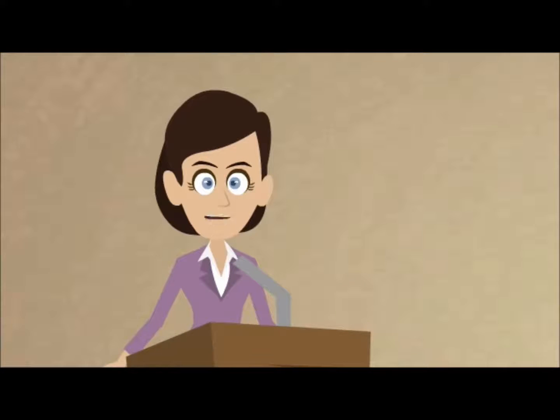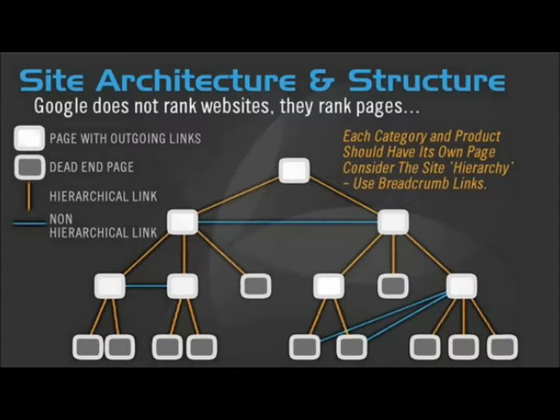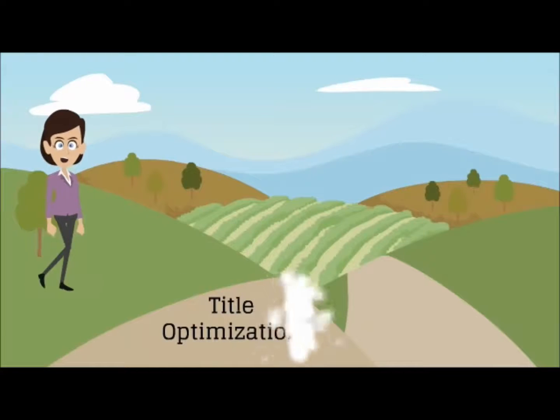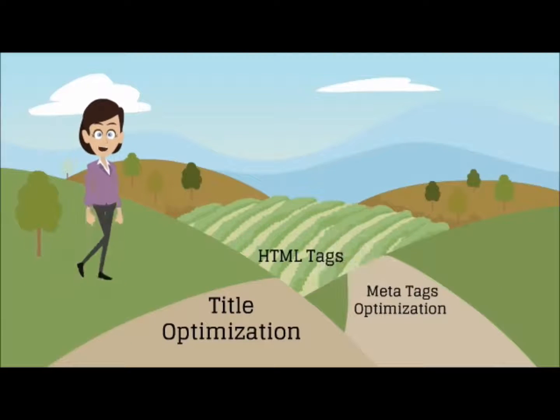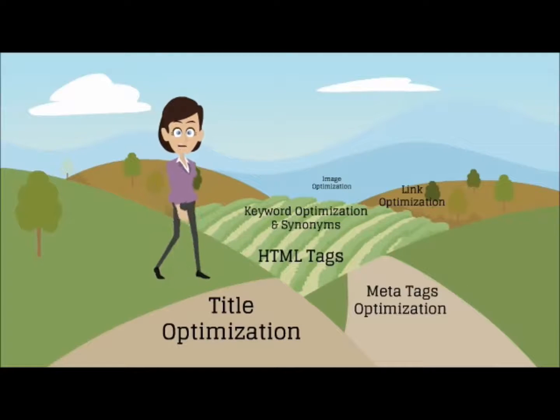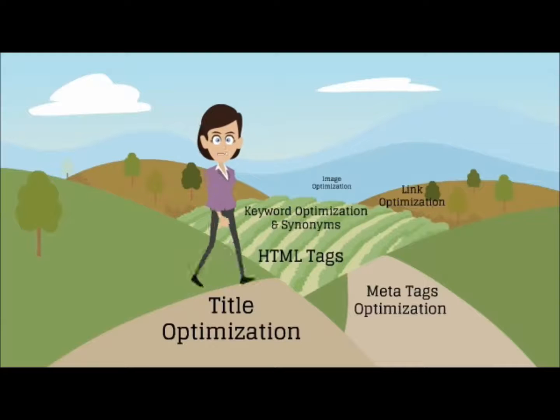It probably won't even take you an hour to learn. Proper on-page optimization helps you to not only rank well in a search engine, but also can increase the overall readability of your website for your visitors. You can implement some of these, if not all, to give your site a better exposure to the search engines, as well as to increase your overall click-through rate ratio. Now we will discuss title optimization, meta tags optimization, important HTML tags, keyword optimization, link optimization and image optimization.